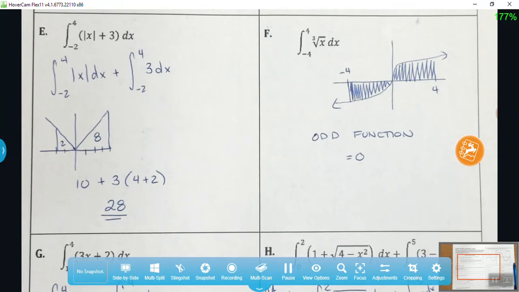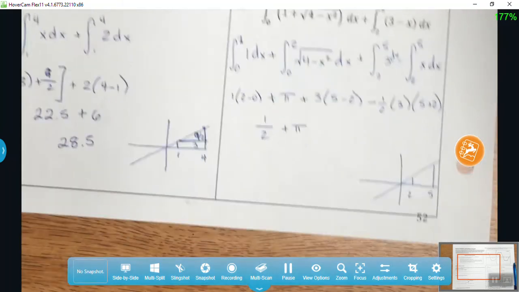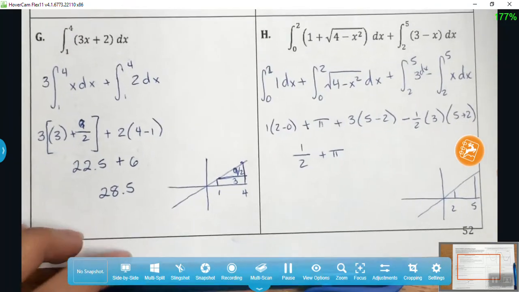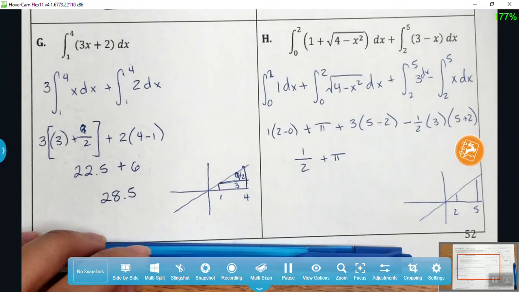Okay, did you check E and F? F is an odd function, so you should have gotten 0, yeah? Cool. And then G and H. Yes.